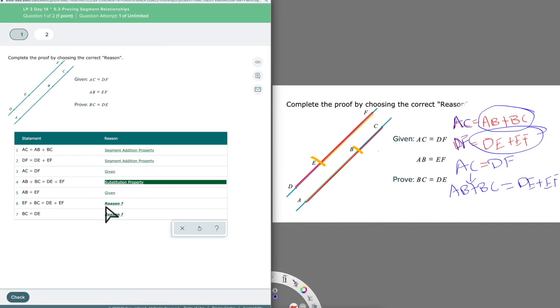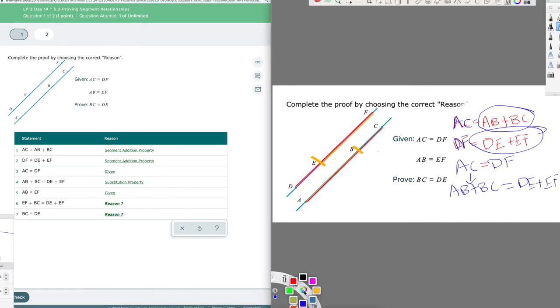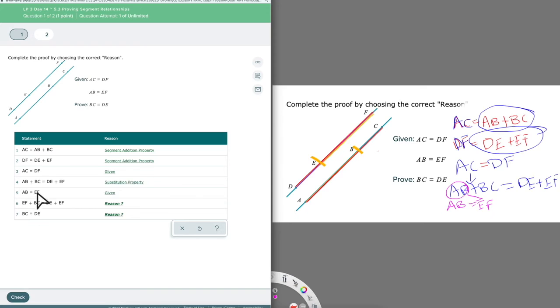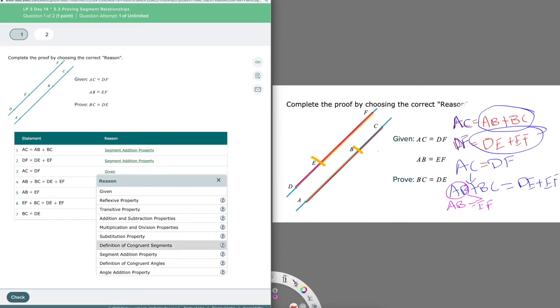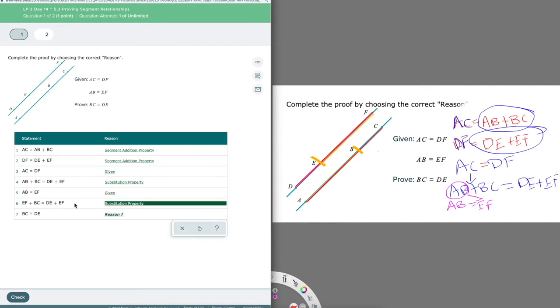Then we have the next piece here. We have AB equals EF. So let's go with pink on this one. AB equals EF. So instead of AB, in this statement, what they're doing is they're changing AB to EF. So if we notice that the only thing that changed from 4 to 6 was instead of AB, they changed it to EF, because I know AB equals EF. So step 6 was another use of the substitution property. I'm substituting EF for AB because I know they're equal.